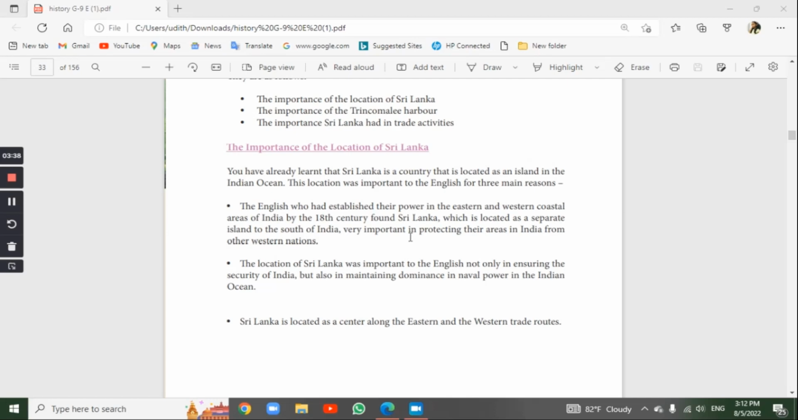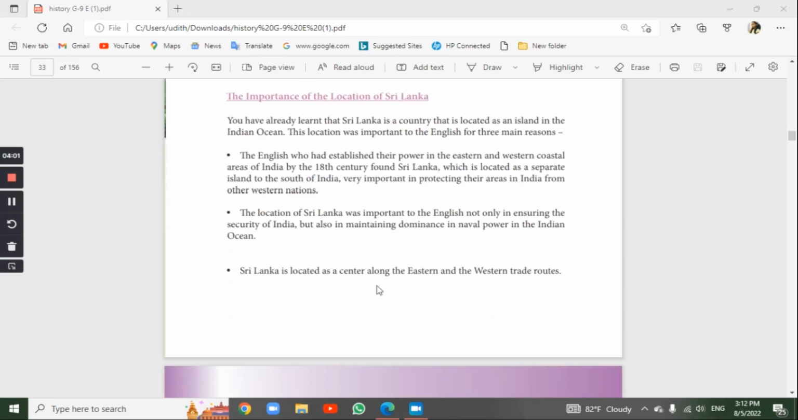Second, Sri Lanka has an important security value for India. It means Sri Lanka is located around the Indian Ocean and the English can keep their naval power around the Indian Ocean, around Sri Lanka, so that they can protect India by staying away. Third, Sri Lanka is located in the center along the eastern and western trade routes.